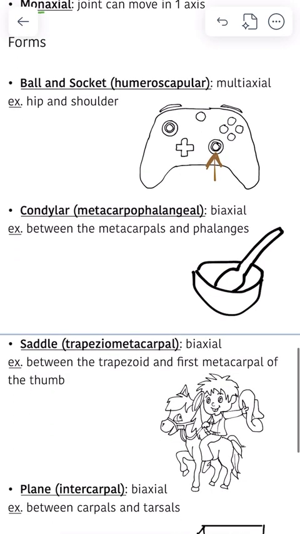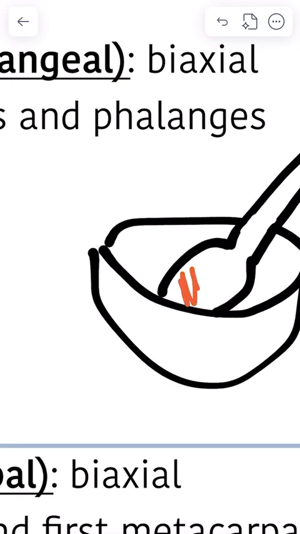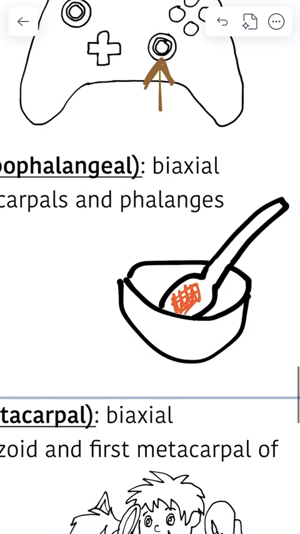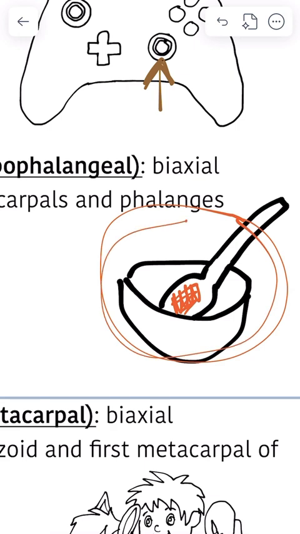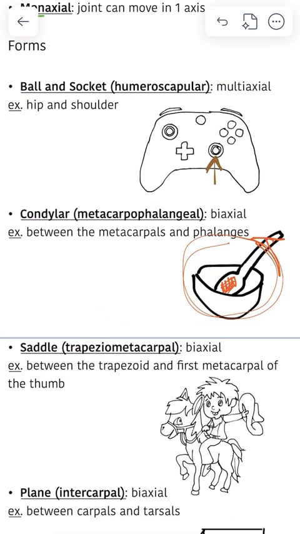The next one is condylar or metacarpophalangeal, which is biaxial. It's very similar to a ball and socket, but it's more of an oval shape. And it is most commonly found between the metacarpals and phalanges. So if this spoon has food in it and we want to keep that food in there, but move the spoon without spilling, we can go in circles, and we can tilt a little bit up and down. That's kind of the best real-world example for condylar.